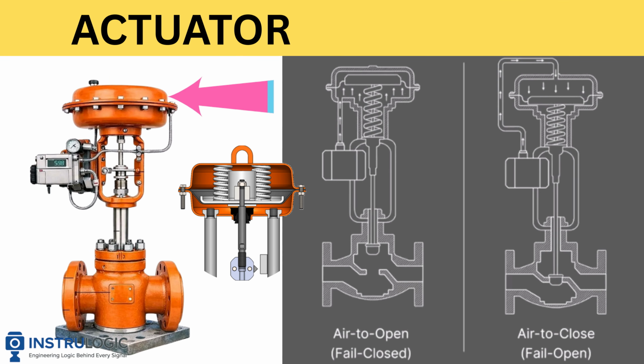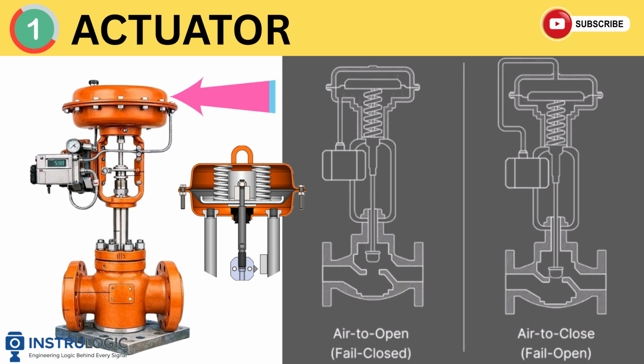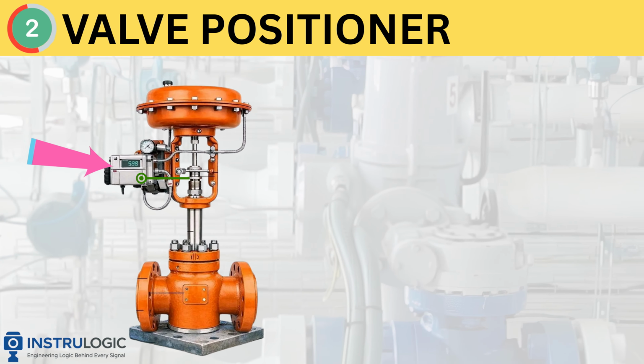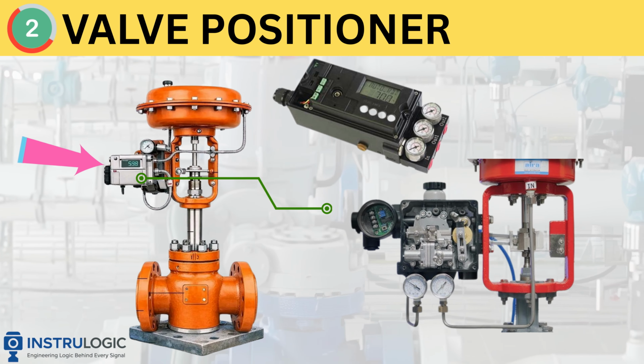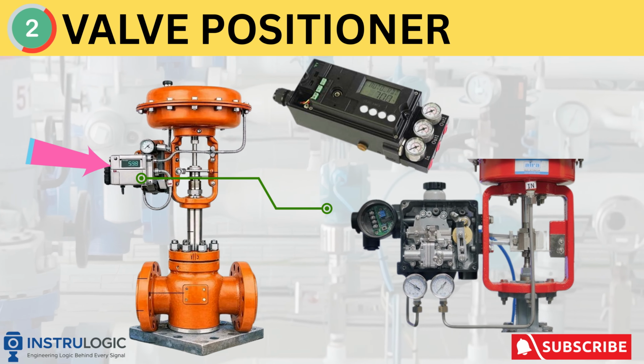The actuator is the topmost part of the valve. Its job is to convert air pressure into mechanical motion, which opens or closes the valve. In simple terms, it's the muscle of the control valve. The valve positioner ensures the actuator moves accurately according to the control signal. It fine-tunes the valve's position for precise control.